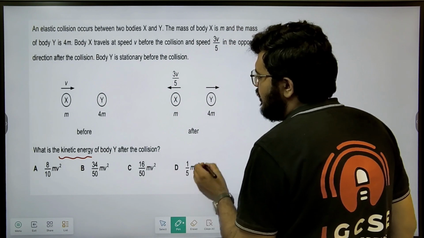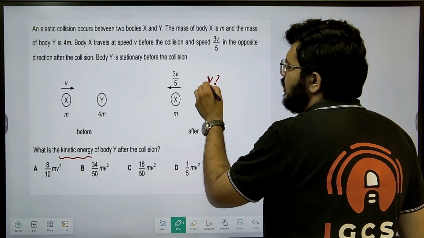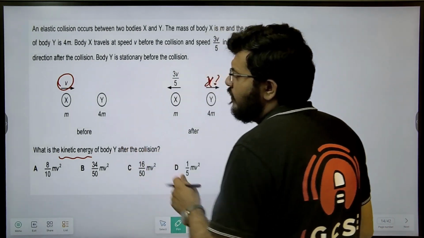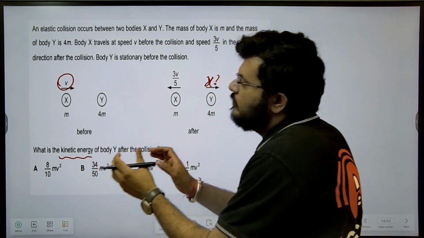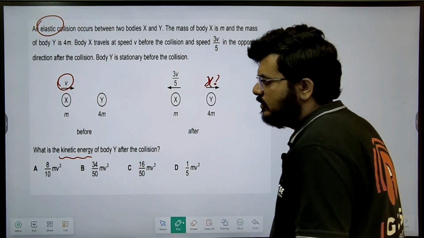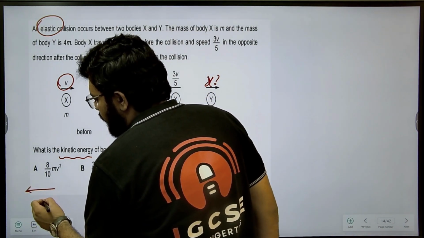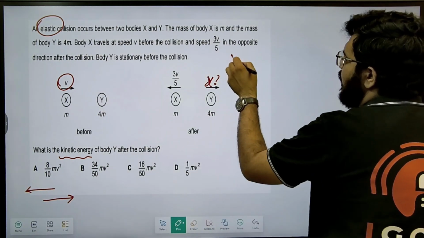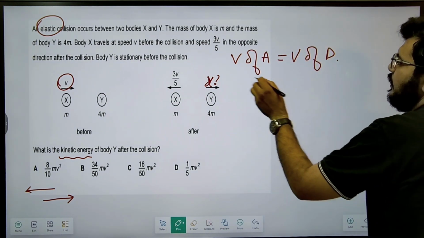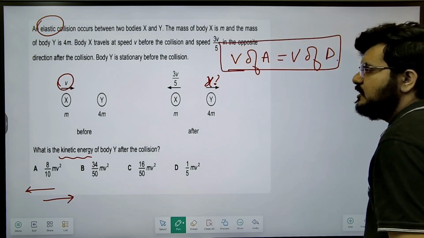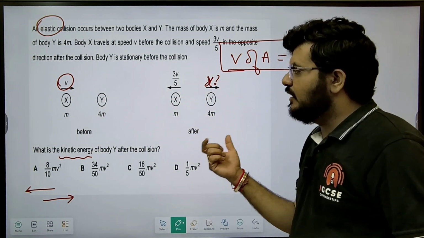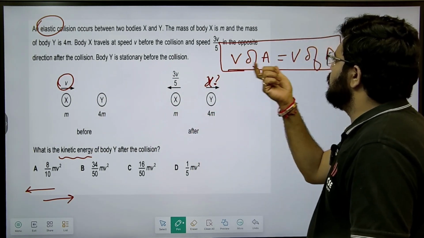To find kinetic energy, I will need the velocity of this body. Let's say it is x because v is already taken up here. Now, instead of using the whole momentum conservation, that the initial momentum is equal to final momentum, because the question already says that it is an elastic collision, you can use a small trick here. First let me explain that velocity of approach should be equal to velocity of departure, right? If it is an elastic collision, the total kinetic energy is constant, so you can take half mv square is equal to whatever. That is a little bit difficult way.